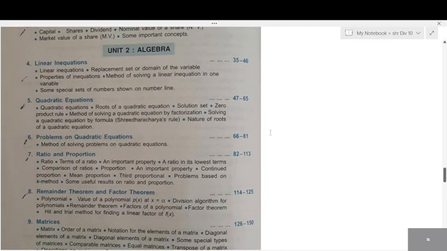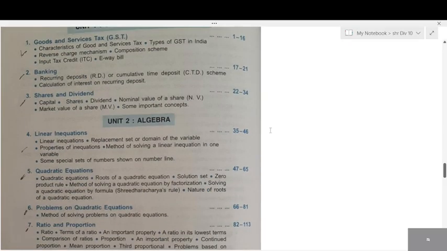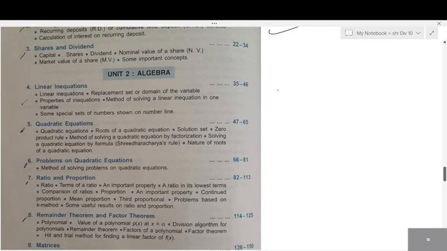Look here. Now I'll tell you about the chapters. See, for final exam, GST, very basic question. From past 3, 4 years, they're just asking you discount questions, addition, subtraction, only basic questions. So you can concentrate on GST, banking. If you're feeling shares and dividend difficult, skip that. Linear inequation is easy. Quadratic.